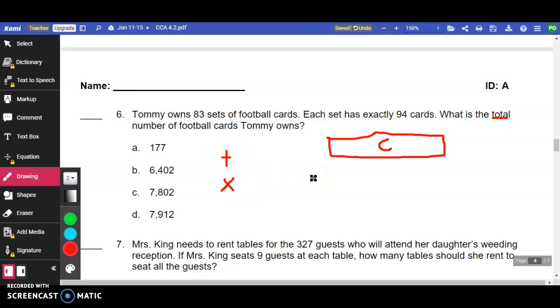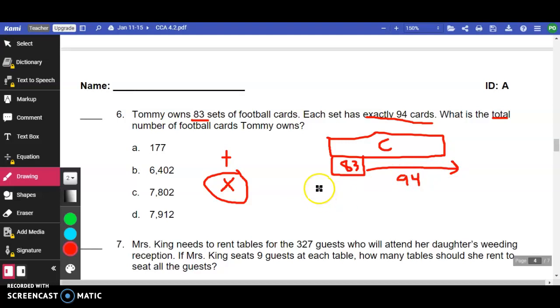The next question is, do we have equal groups? Yes, we have exactly 94 cards 83 times. This is multiplication. This looks like we have 83 in a set, and we have 94 of these sets.